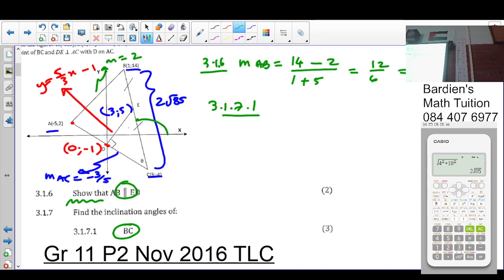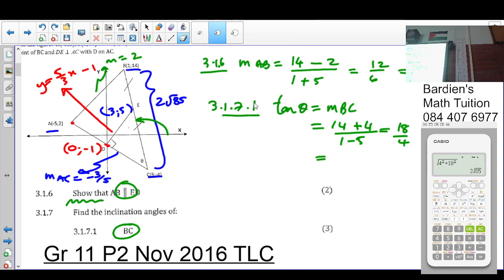So the inclination is that angle that is formed. Not so? So to work out the inclination, we know that tan of theta, let's call it theta for now, is equal to the gradient of BC. Did we work out the gradient of BC before? No. Yeah? So the gradient of BC is change in y over change in x. So it's 14 minus 4 over 1 minus 5, which is going to give me 18 over 4, which is 9 over 2.